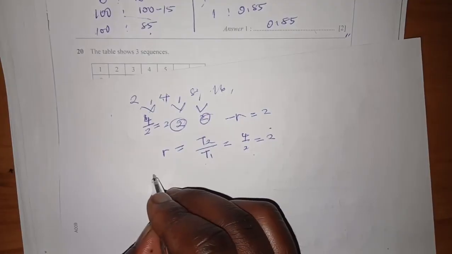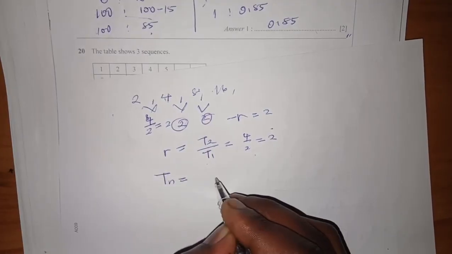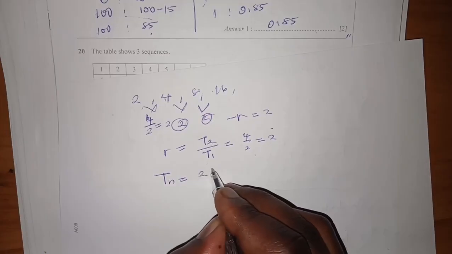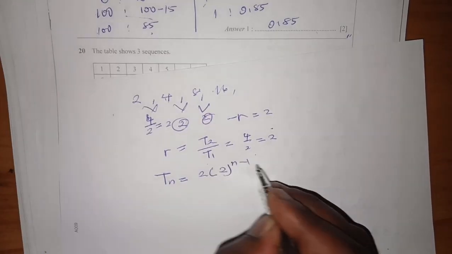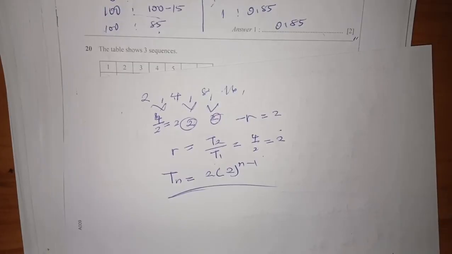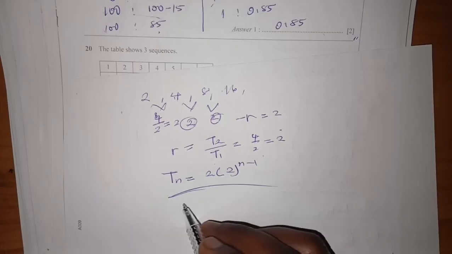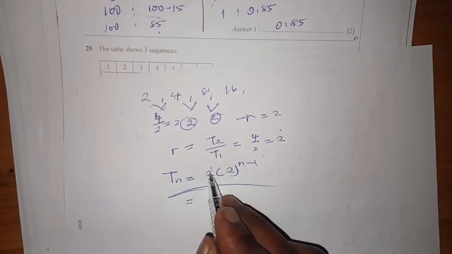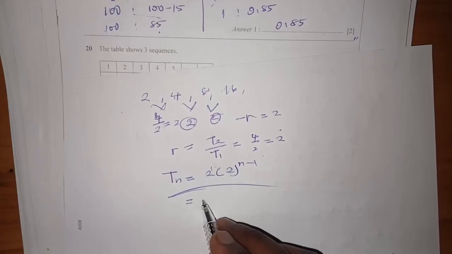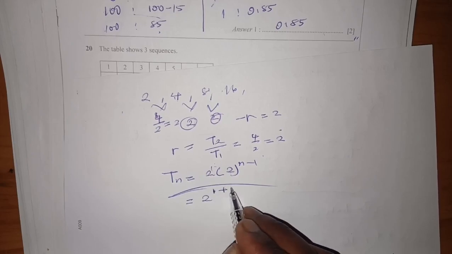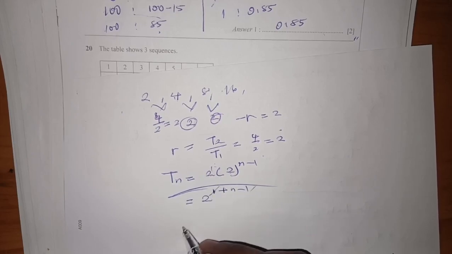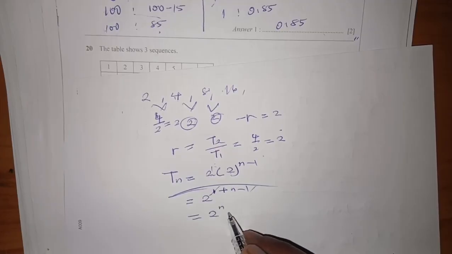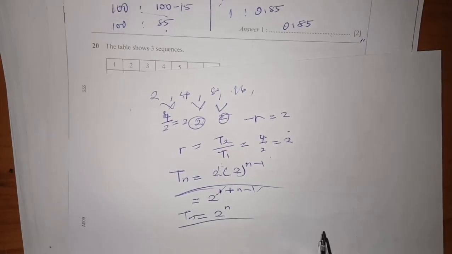So the general term for this geometric sequence is going to be equals to the first term, 2, times the ratio 2 to the power n minus 1. Just like that, if you are well versed with indices, you notice that this is 2 to the power 1. And then when multiplying same bases, you just add the exponents. You will have 2 to the power 1 plus n minus 1. This and this will cancel out. Then you have your Tn, 2 to the power n. That's if you are well versed with indices.